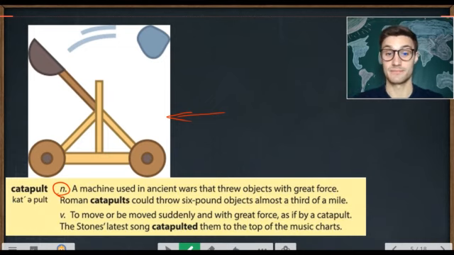That's far. The verb catapult is to move or to be moved suddenly with great force, as if by a catapult.